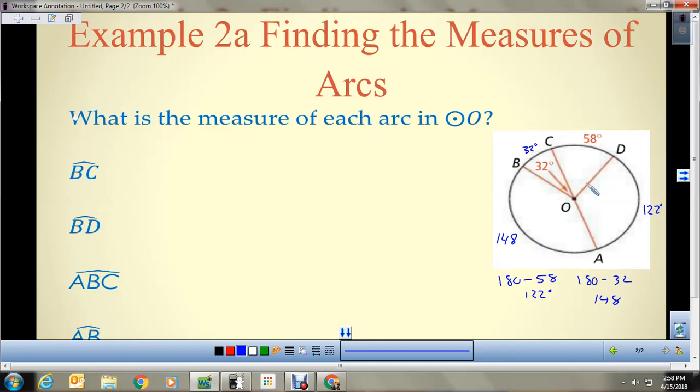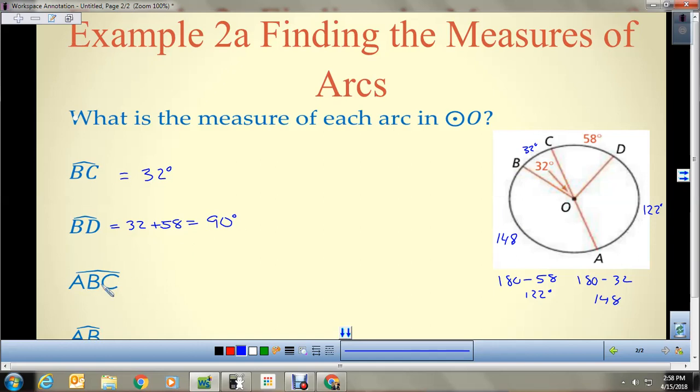And so we've got them all filled out. Now we can go answer our questions. Arc BC, well, that's this arc here, which is going to be 32 degrees. Arc BD, which is going to go from B to D here. Shortest distance here, which means we have to add two adjacent arcs together, 32 plus 58. So 32 plus 58, add those together, and that gives us 90 degrees. So the measure of arc BD is 90 degrees.